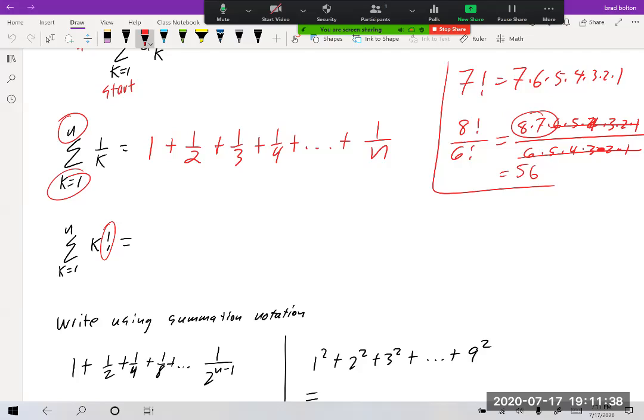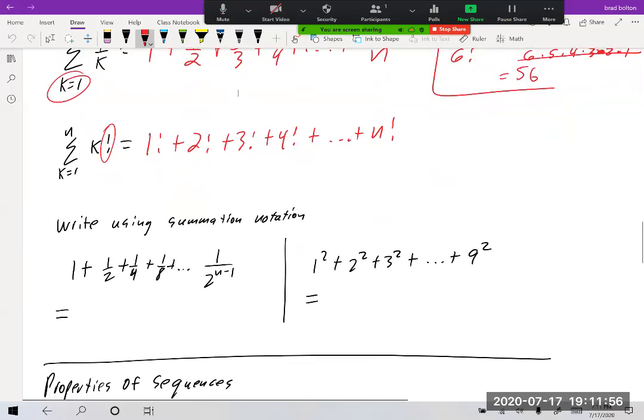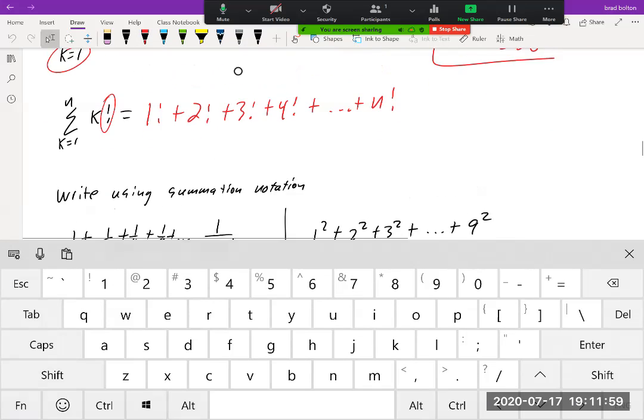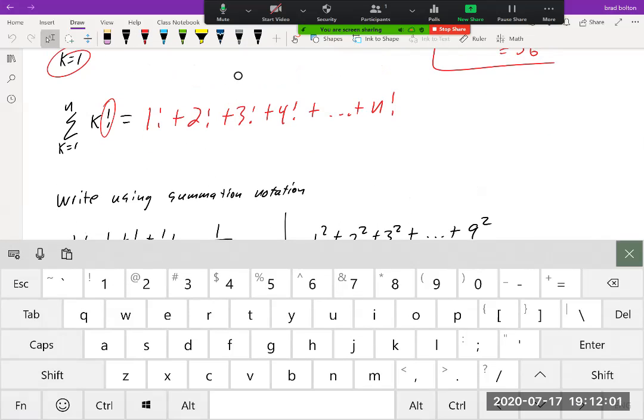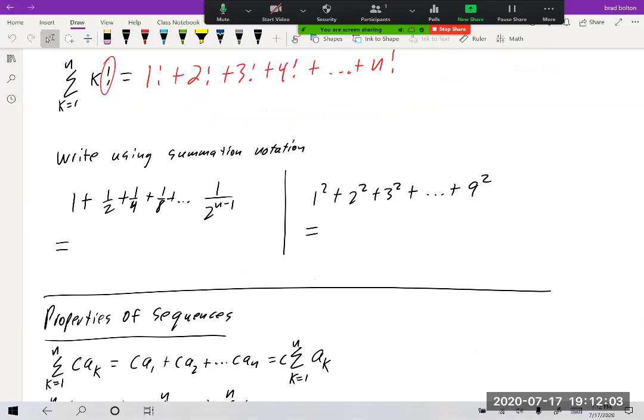So we're going to just write out 1 factorial plus 2 factorial plus 3 factorial plus 4 factorial plus all the way down to n factorial. And that's just showing that we know how to use summation notation and we know how to write things out, okay? So now we'd like to take a sum and simplify it and write it with the summation notation, okay?